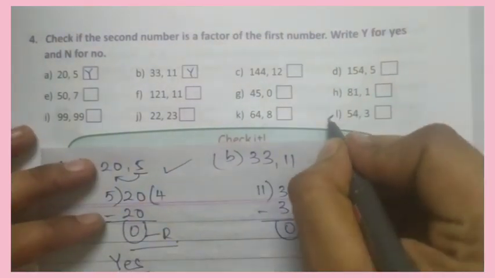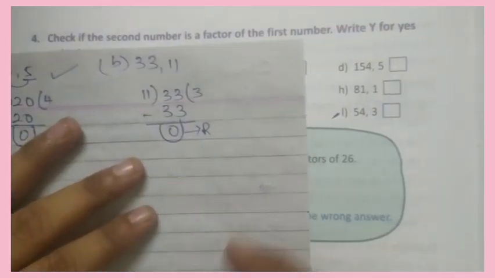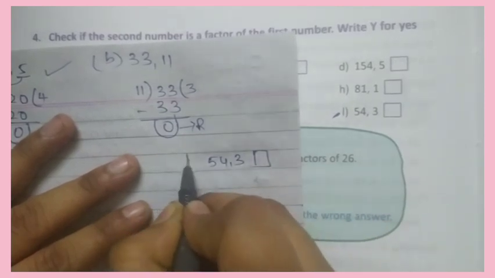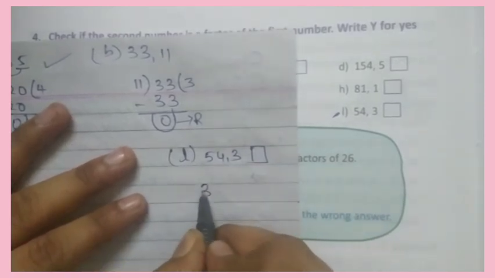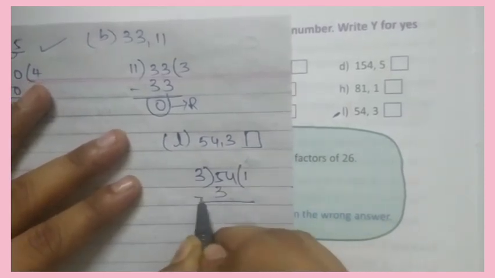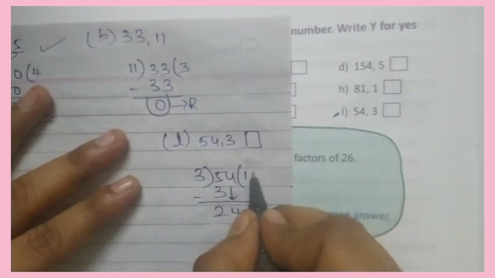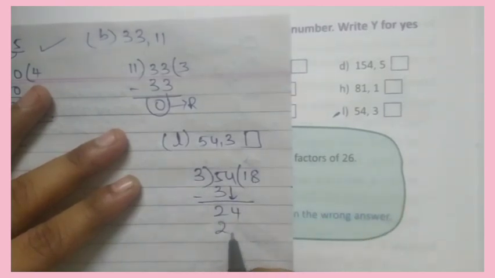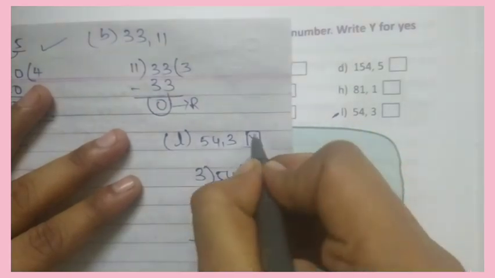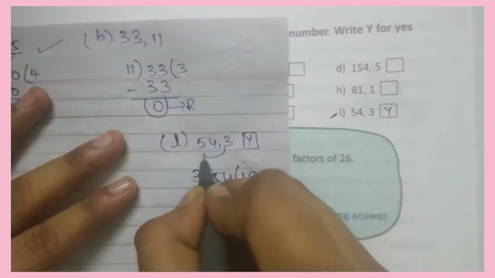Now I will explain this L one. 54 and 3 are given. We'll do division here. 54. 3 ones are 3. 5 minus 3 is 2, and this 4 will be written here. 3 sevens are 21. 3 eights are 24. 24 minus 24 is 0. If you get 0, then it will be Y. It is a factor of this number.